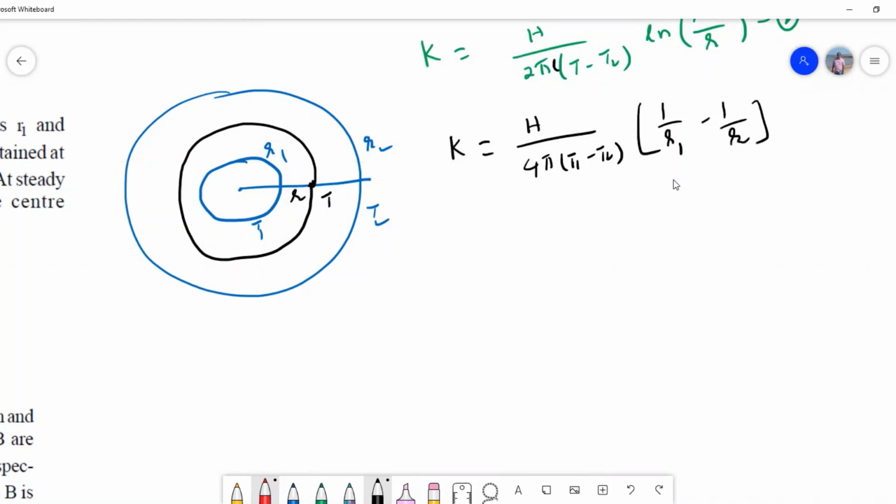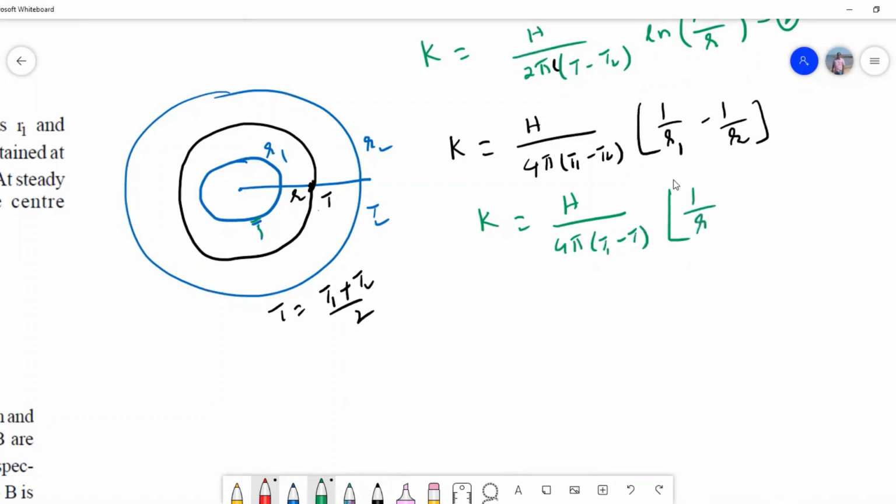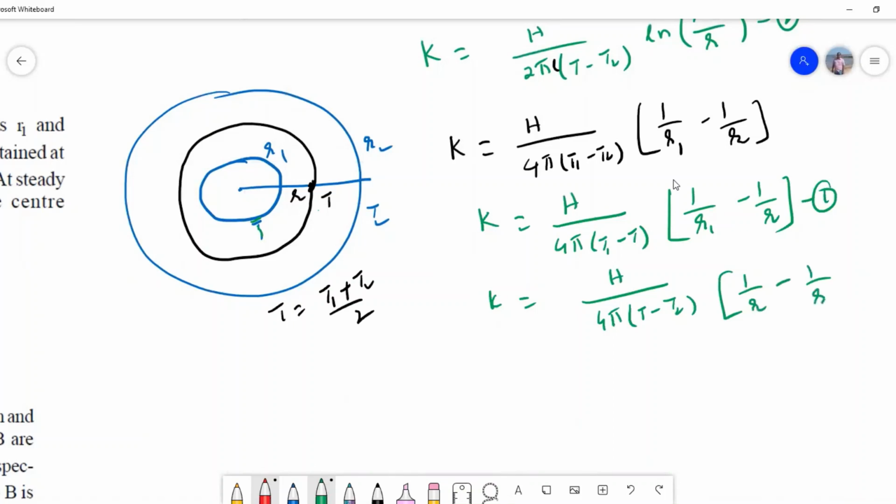So same procedure again. The temperature T is given as T1 plus T2 by 2. So let us write for the first one H upon 4 pi. So this is T1 will be more than T. So T1 minus T into 1 by inner radius minus 1 by R for the second. So let's take question 1. Similarly, K is equal to H by 4 pi into 1 by, T minus T2. T will be more than T2. Inner radius now becomes 1 by R minus outer radius R.